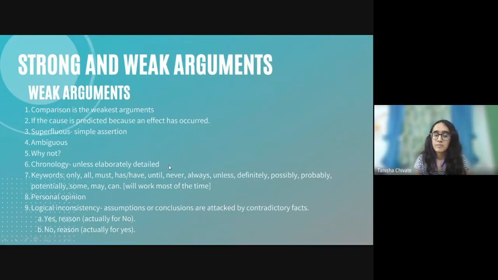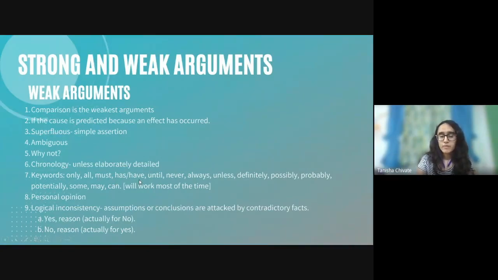Chronology, unless elaborately detailed. Again, the same argument. iPhone 10 is better than the iPhone 6 because it was released later. That's a weak argument. But if I say that, okay, the iPhone 10 is better than the iPhone 6 because the iPhone 10 has better camera features, better RAM, and so on, then that's a strong argument.